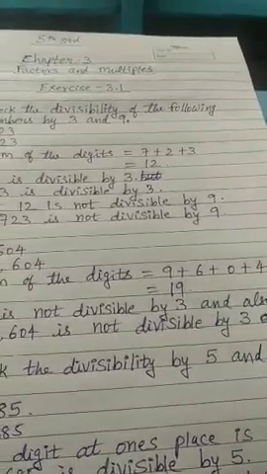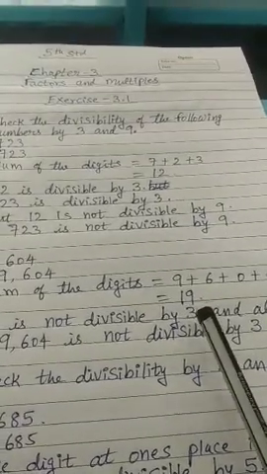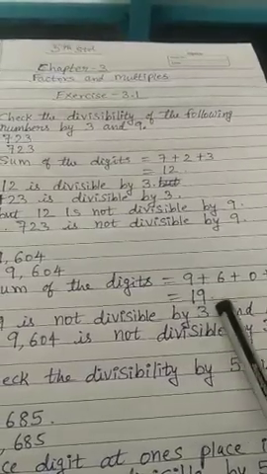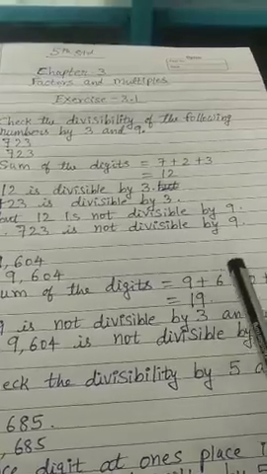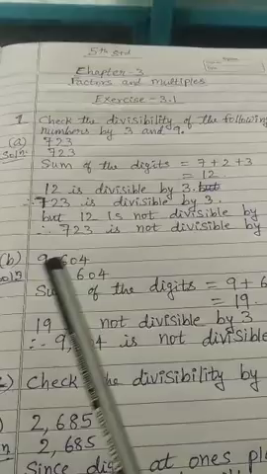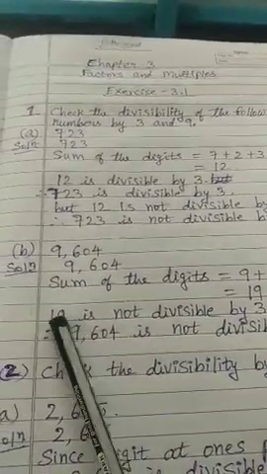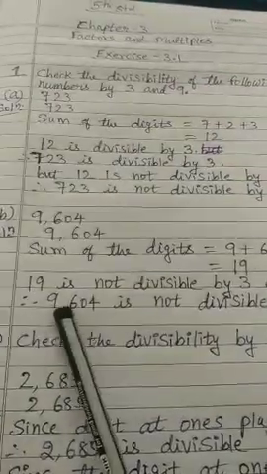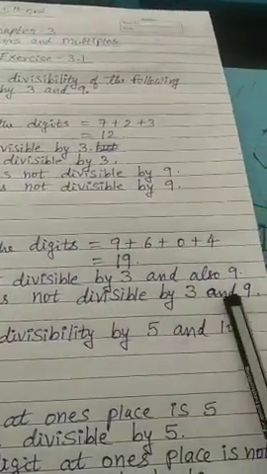And also it is not divisible by 9. You will not get 19 in the 3 table and also in the 9 table. It means this 19 is not divisible by 3 and also by 9. When this is the case, the given number 9604 is not divisible by 3 and 9. This is the conclusion. So write the statement: 19 is not divisible by 3 and also 9. Therefore, 9604 is not divisible by 3 and 9.